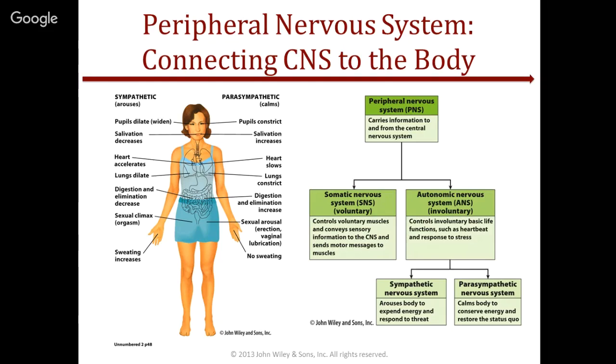So we're either expending energy in response to some sort of threat, which is your sympathetic nervous system within the autonomic nervous system, or you may have your parasympathetic nervous system, which calms your body and conserves energy, and allows your body to be relaxed. So take time to look at that as well. One arouses and one calms.